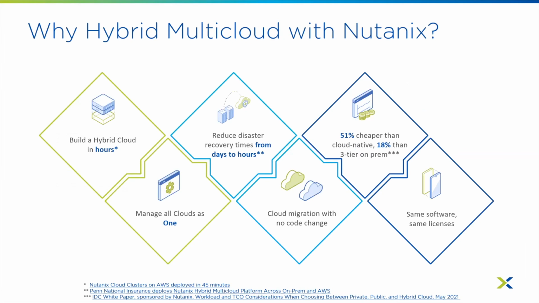So why hybrid multi-cloud with Nutanix? That's going to be, build your hybrid cloud in hours. Again, it takes about 45 minutes to build a cluster in AWS once you click go in the portal to deploy that cluster. Manage all clouds as one, the same exact look and feel interfaces, Prism Element, Prism Central, all the same tools you use on-prem, you use in the cloud.